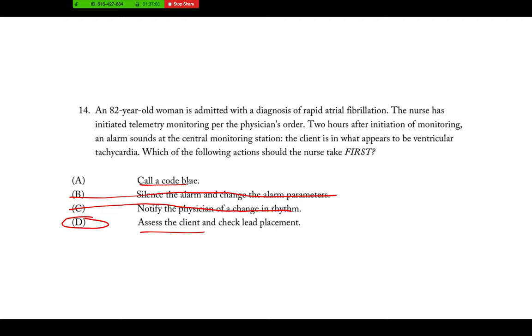Calling a code blue, obviously you wouldn't want to do that before assessing the client. However, what would cause you to call a code blue? Say we continue this question, you go and see the client, and then you decide to call code blue. What did you see? I'm essentially asking you, non-responsive, good. Asystole, good. What about blood pressure? Really low. Good. Yeah, low blood pressure, asystole, non-responsiveness.